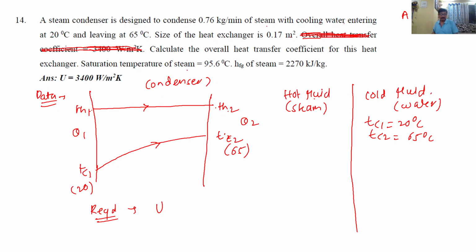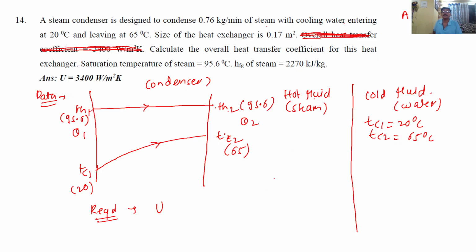Saturation temperature of steam. Now what is meant by saturation temperature? The temperature at which phase change or condensation occurs for the steam, that is given as 95.6. So TH1 and TH2 are equal, the temperature at which phase change occurs. TH1 is 95.6 and TH2 is also 95.6.